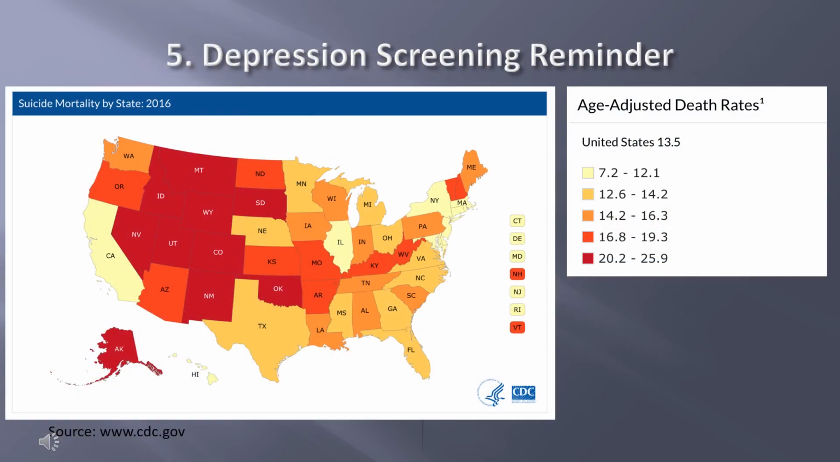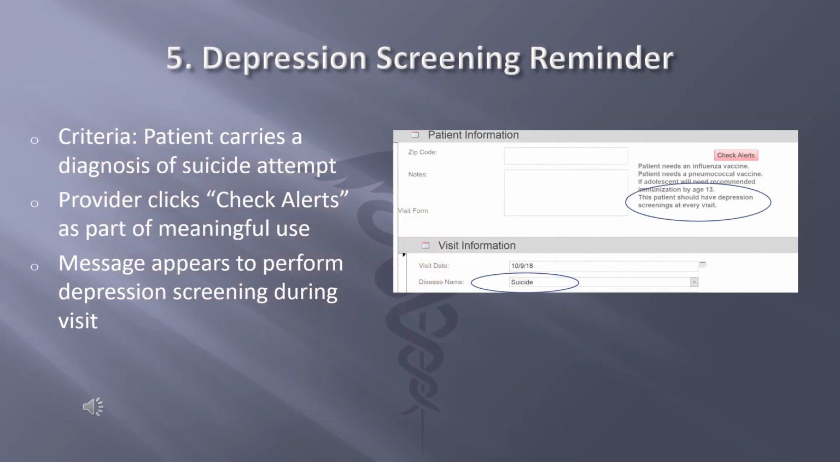Our last clinical support tool in the EHR involves depression screening for patients with known suicidal ideation. This graph depicts the trends in suicides across the United States from 2016. Many public health experts believe that suicide and depression are a public health crisis requiring the same attention and efforts as obesity, heart disease, diabetes, and cancer.